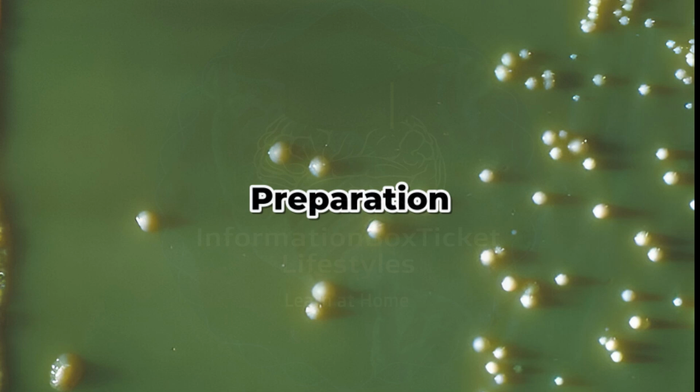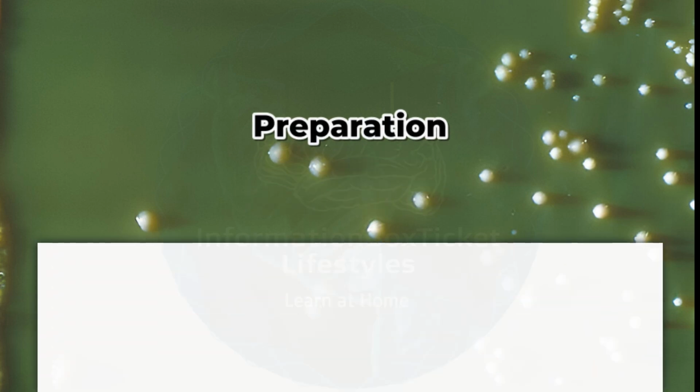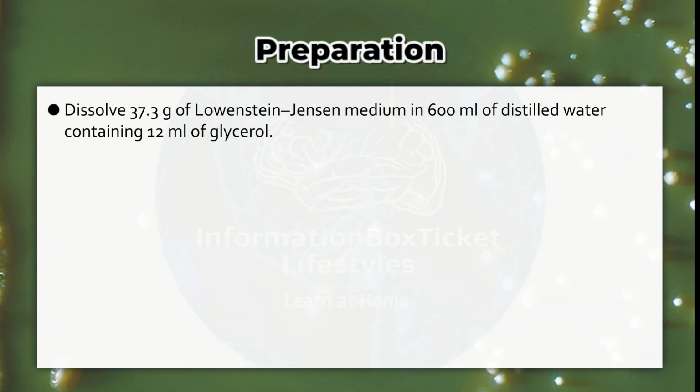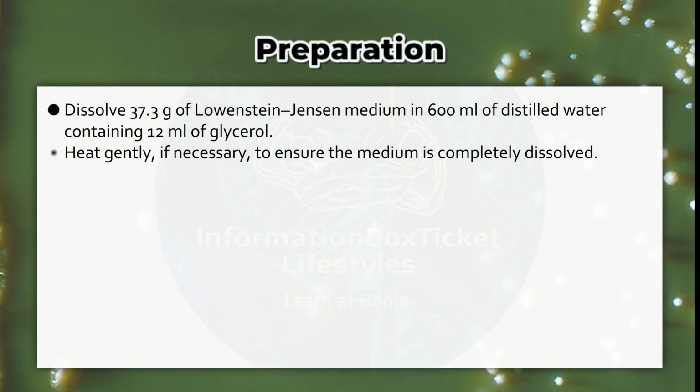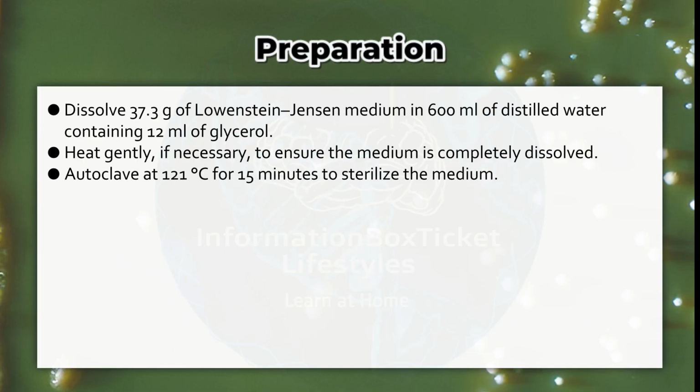Preparation of LJ medium. Dissolve 37.3 grams of Lowenstein-Jensen medium in 600 milliliters of distilled water containing 12 milliliters of glycerol. Heat gently, if necessary, to ensure the medium is completely dissolved. Autoclave at 121 degrees Celsius for 15 minutes to sterilize the medium.